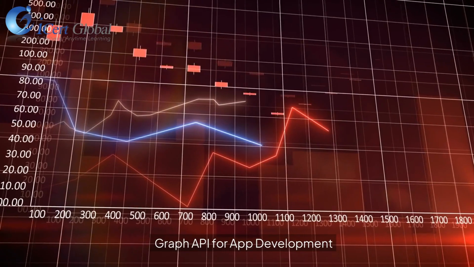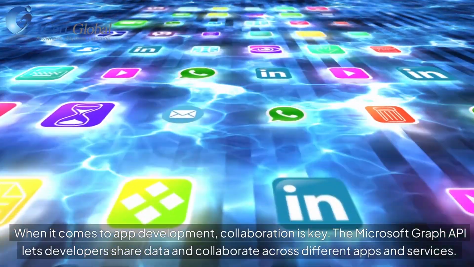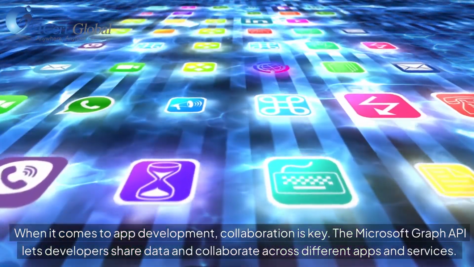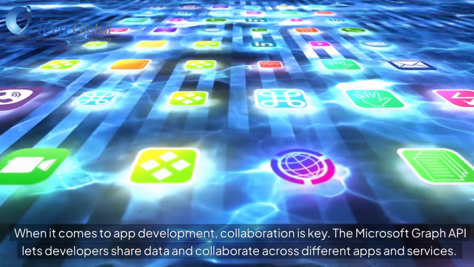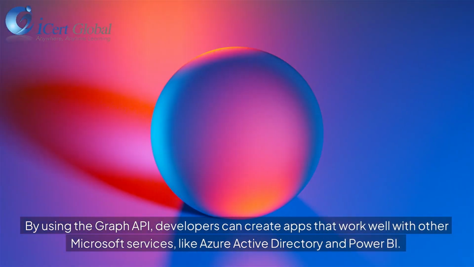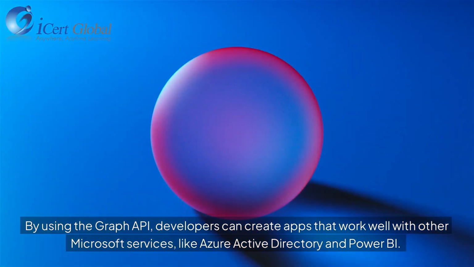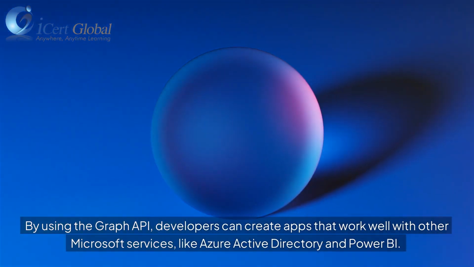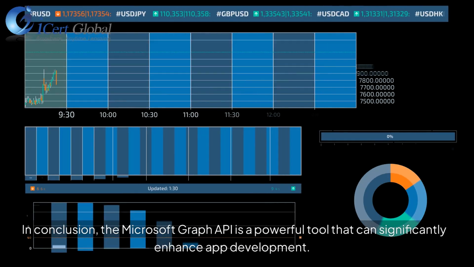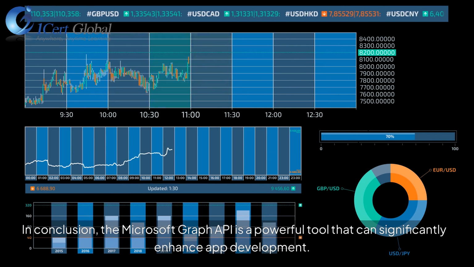When it comes to app development, collaboration is key. The Microsoft Graph API lets developers share data and collaborate across different apps and services. By using the Graph API, developers can create apps that work well with other Microsoft services, like Azure Active Directory. In conclusion, the Microsoft Graph API is a powerful tool that can significantly enhance app development.